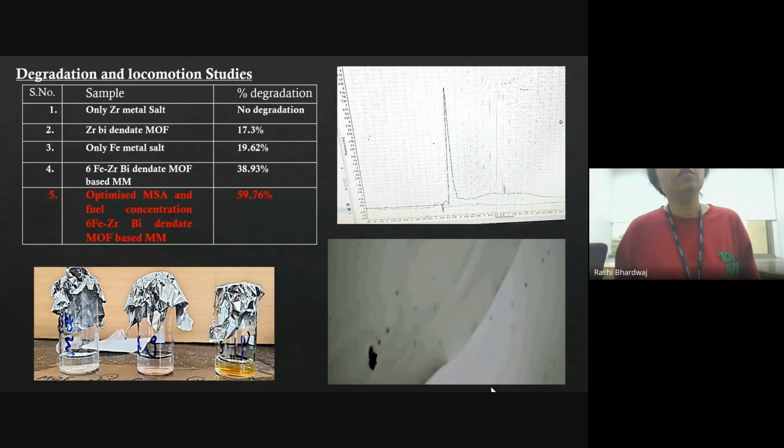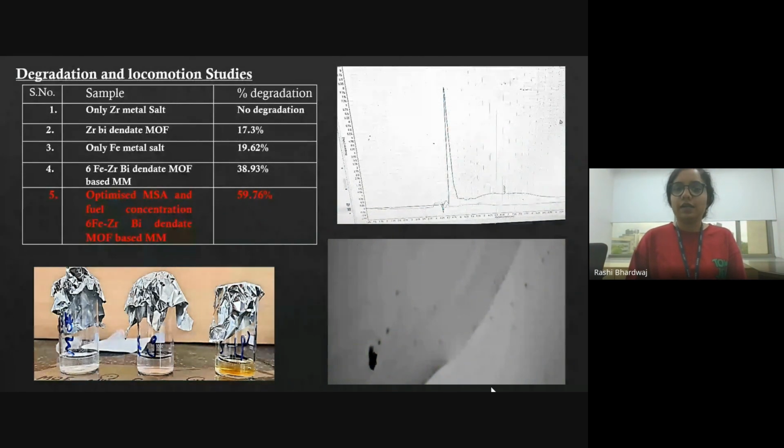Okay, sir. So the optimum degradation that we obtained was approximately 60% at optimized MSA and fuel concentration. As you can see in the HPLC results, the dark blue sharp line is for the undegraded concentration, which is our initial 100 ppm of amoxicillin, and the light green line is for the degraded amoxicillin. As you can see, almost the beta-lactam group of the antibiotic is broken, and that's why we don't see any strong peaks for amoxicillin. And as you can see, this is the Janus motor that I've prepared, which is moving in water, and as it's moving, it's also degrading the antibiotics.